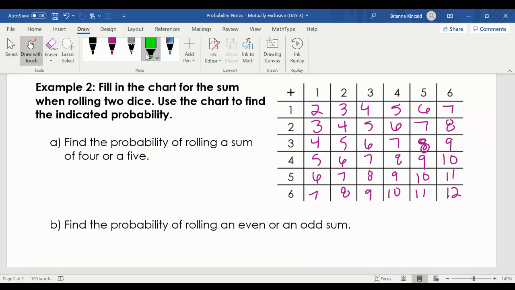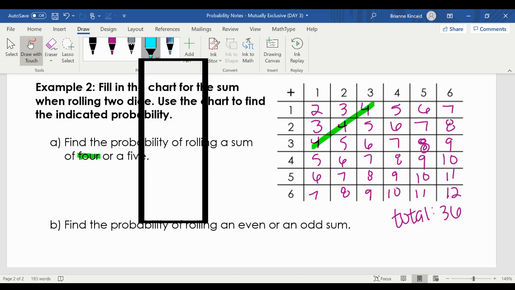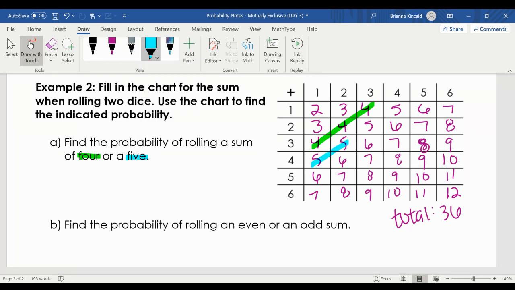So all we have to think about is we have 36 possibilities here. If you were to add up every number that you filled in, you have a total of 36, which means your denominator here is going to be 36 every single time before you reduce it. So the probability of rolling a 4, we just find however many 4s we have. And the probability of rolling a 5, we count however many 5s we have. So basically what we have here is a 3 out of 36 chance of rolling a 4, and a 4 out of 36 chance of rolling a 5.